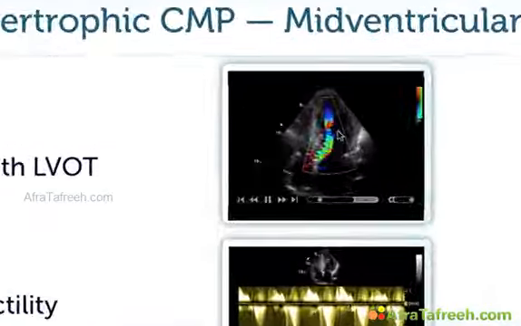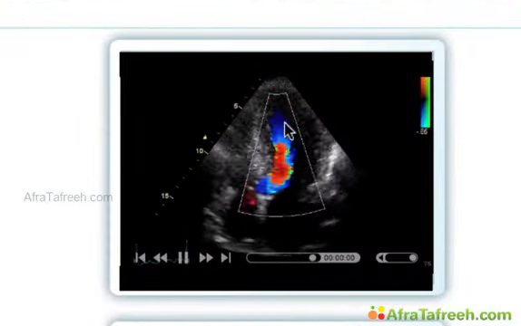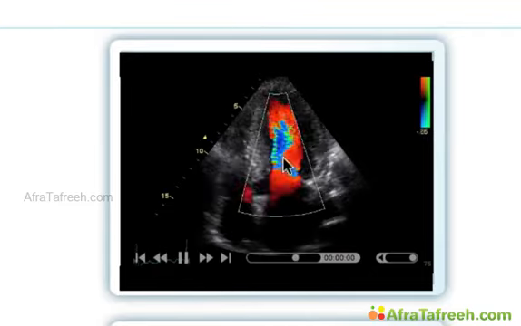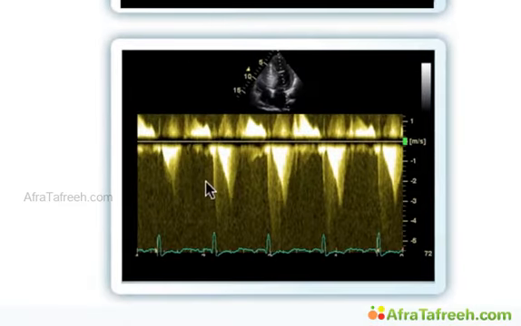You can see the obstruction also with color Doppler, turbulent flow in the mid of the ventricle, and here we have the typical signal also. It's pulse-wave Doppler and continuous wave Doppler. You can note an increased velocity in the mid portion of the ventricle. So in this case we have the continuous wave Doppler signal right through the middle of the ventricle and not through the LVOT.